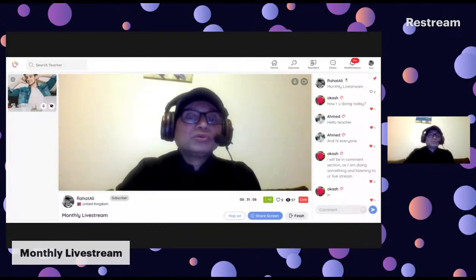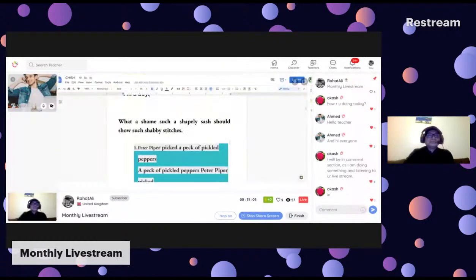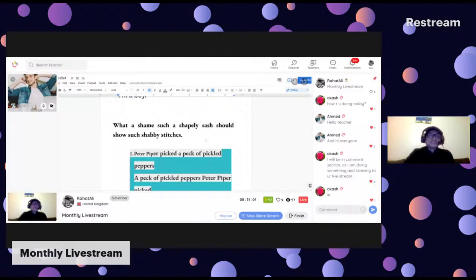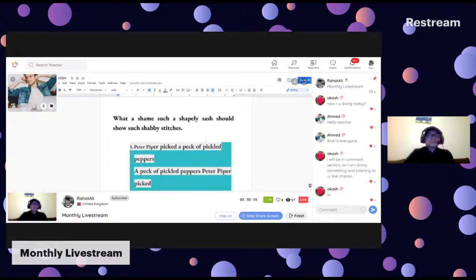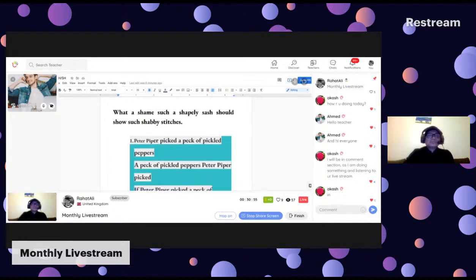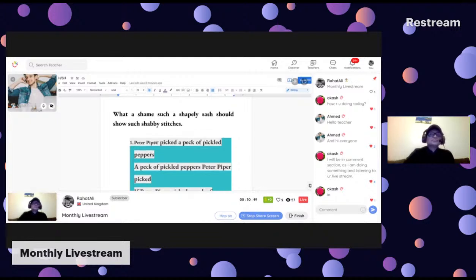Remember the importance of learning tongue twisters so that we can overcome the sounds. So, what a shame such a shapely sash should show such shabby stitches. What is teacher's teacher? I don't know. This word is also new for me. Shabby stitches. Okay, stitches. Do you know the meaning of stitches? No, I don't know this, teacher.